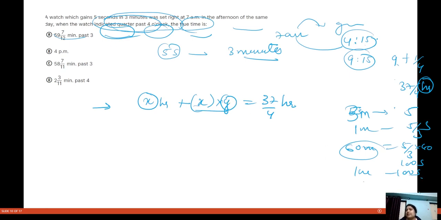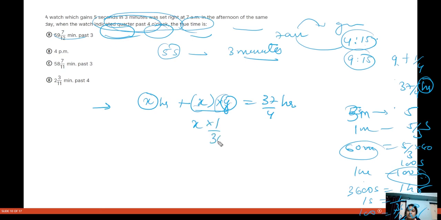But can we put 100 here? No, we have to convert this 100 seconds into hours. So we know 3600 seconds is equal to 1 hour. That means 1 second is equal to 1 by 3600 hours. So 100 seconds is equal to 1 by 36 hour. Now we get that every hour we are going to gain 1 by 36 of the hour.